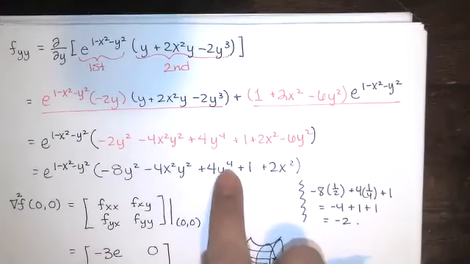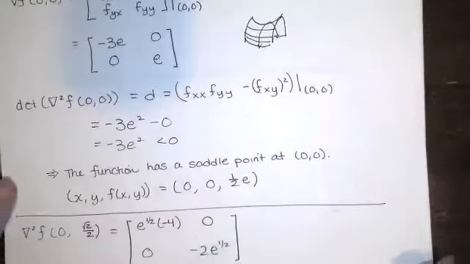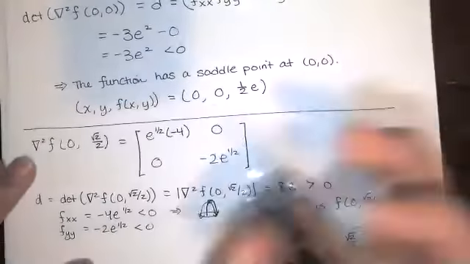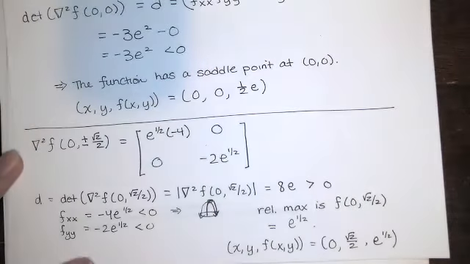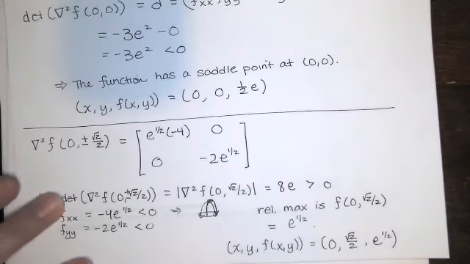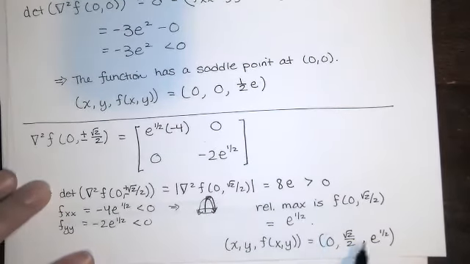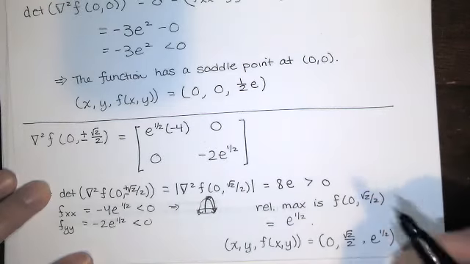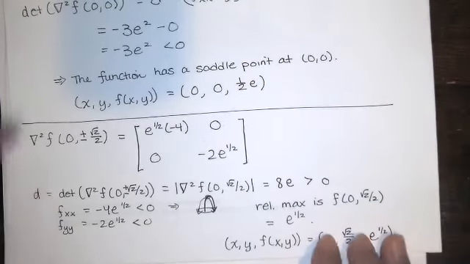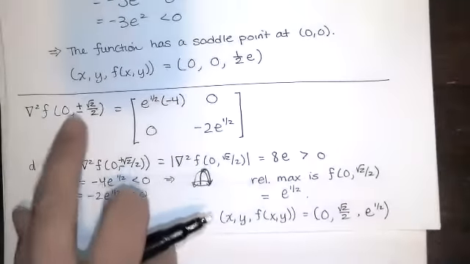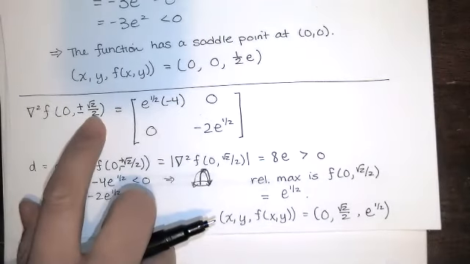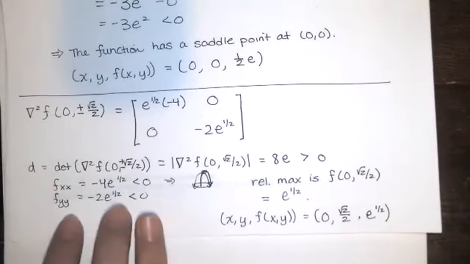And the same thing happens here. So this actually works when y equals plus or minus square root of 2 over 2. So we have a relative max at this location, and we also have a relative max at x equals 0, y equals negative square root of 2 over 2.